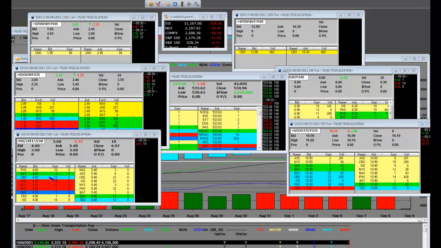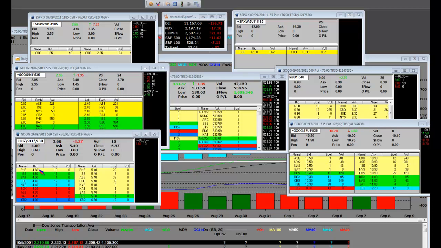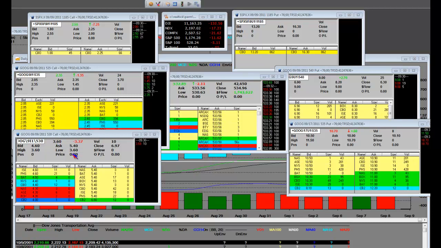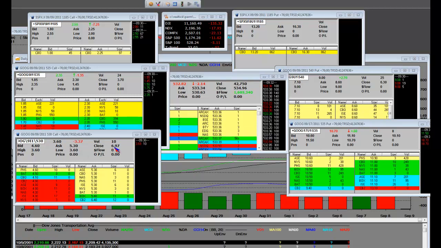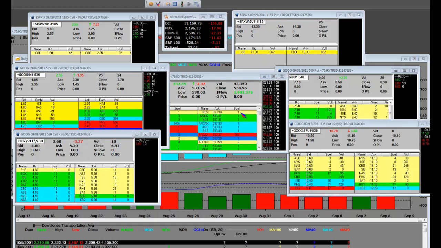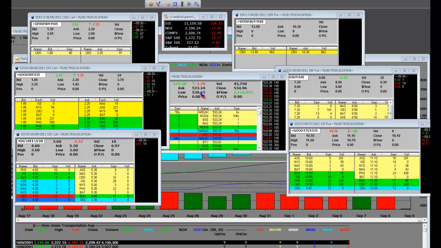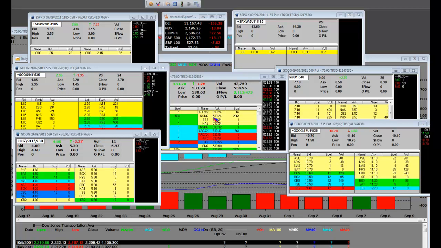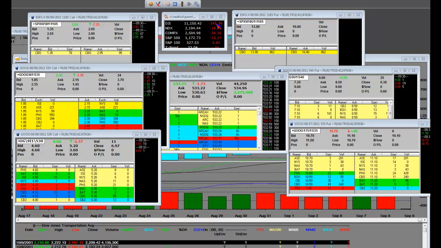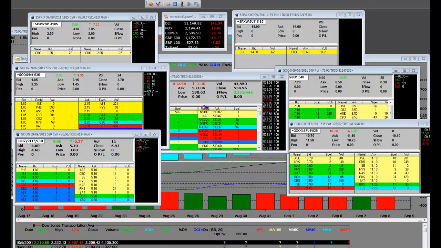Go ahead, MMTs. You can talk while we're doing that. You can see how the call price hit a 360 low, and you can see that the close was 6.97. That's because Google came down to 530.63 right here, and then it had that strong pop on the opening bell. The NASDAQ and the rest of the components are selling off.